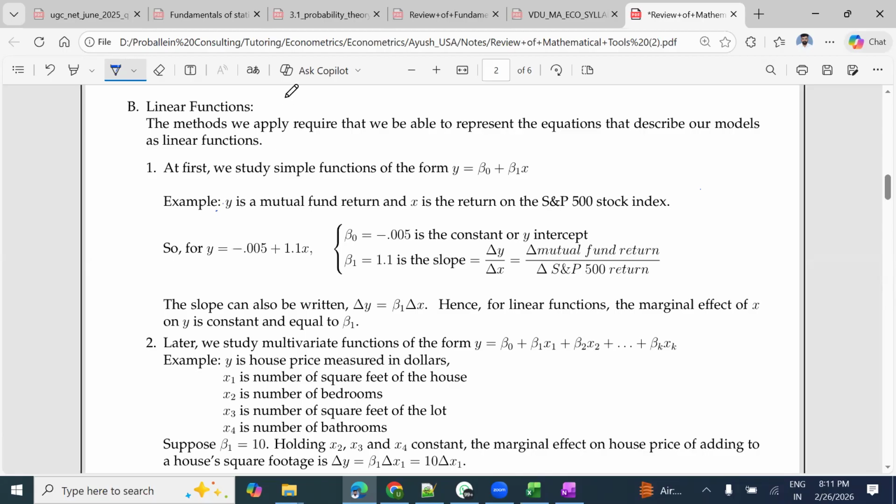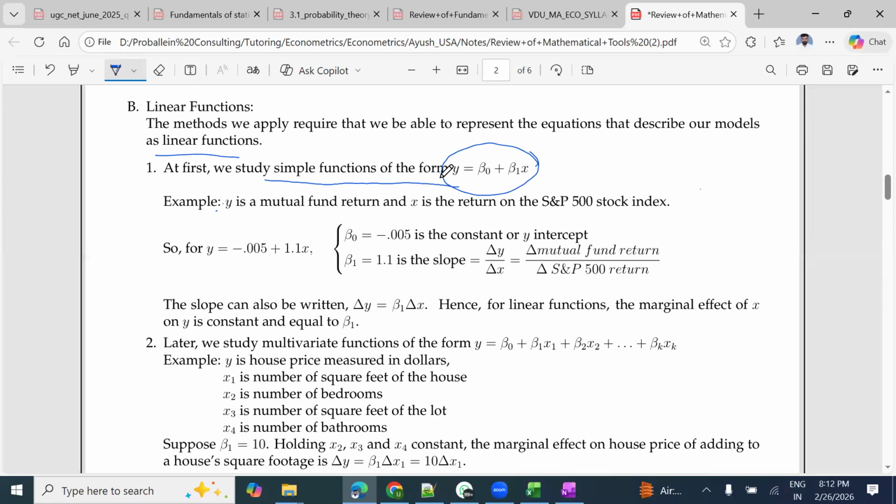You can see the methods we apply require that we be able to represent the equations that describe our models as linear functions, right? So we study simple functions in this form, right? Y is equal to beta naught plus beta 1 x, right?